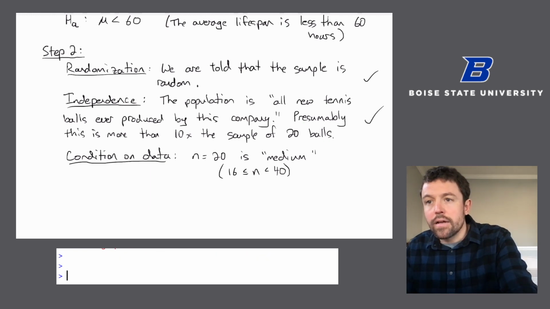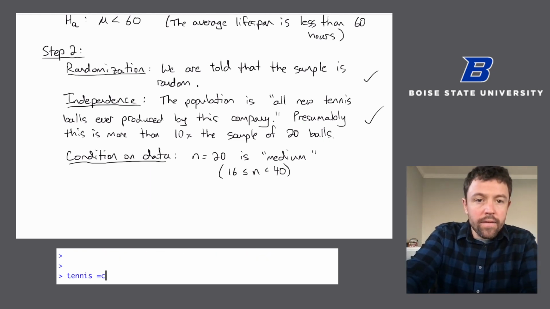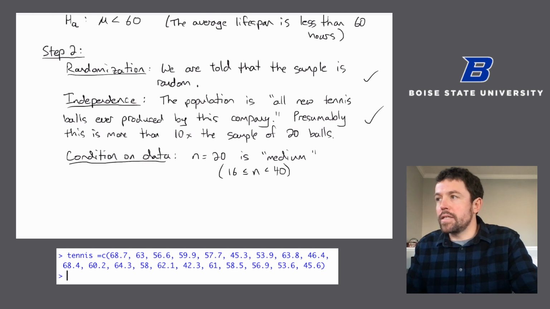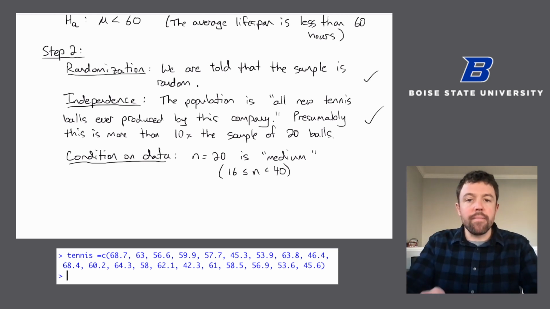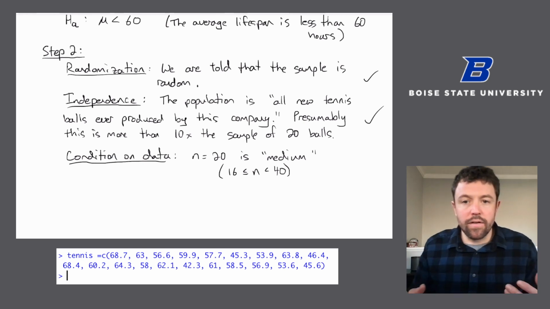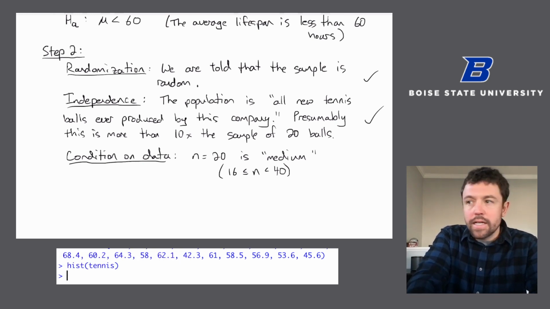Something happened here. I'm not sure why. Let's just try again. Okay, so that seemed to work fine. Not sure what that was all about. So I've entered this data set, and I'm going to do some calculations with it eventually. But for now, what I want to do is check out a histogram of this data set.